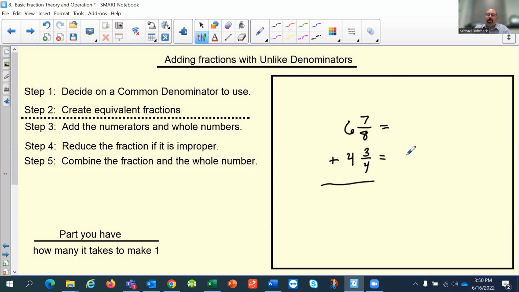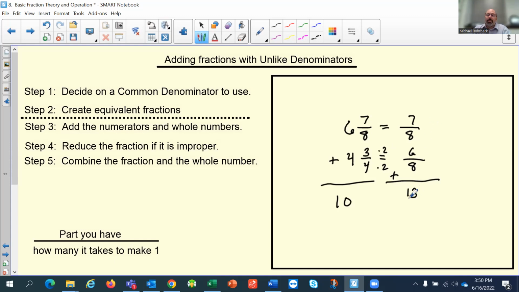First thing is we notice right away that 8 and 4 are not the same number. So we need to pick a number that they both go into. Now this time I'm going to leave the whole numbers over here and I'm just going to take care of the fractions. All right, you cannot forget about these whole numbers, but they're going to be 10. Let's just deal with this fraction. So 8 and 4, the first number they go into is 8. So they both go into 8. 7/8 stays 7/8. 4/8, 4 times what equals 8? Well, it's times 2. 3 times 2 is 6. All right, cool. So now you got 7/8 and 6/8.